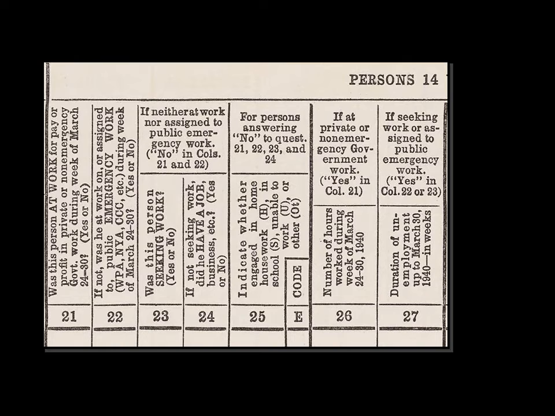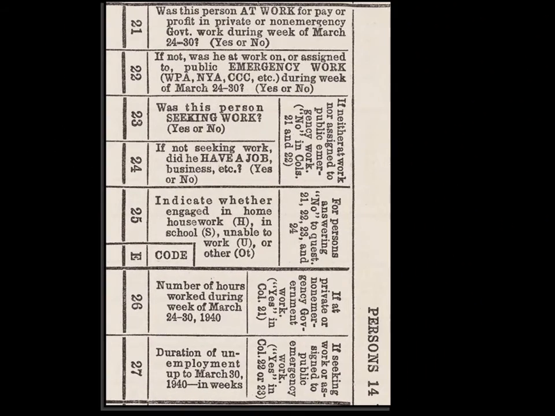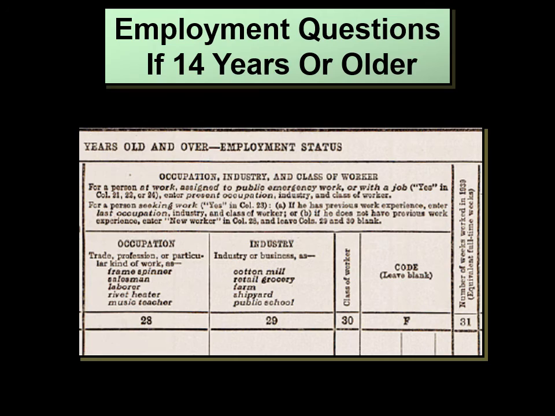There are a number of questions about public emergency work, looking for jobs, etc. You can see a difficult period of time. You get a view of your ancestors and their struggles. Employment questions, if you're 14 years or older. And there will be another employment question on the sampling, which is slightly different. So it's not a repeat, and I'll show you that.